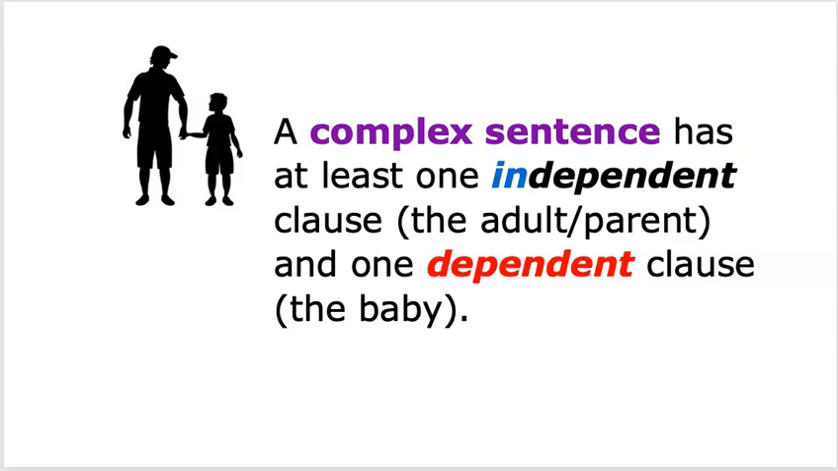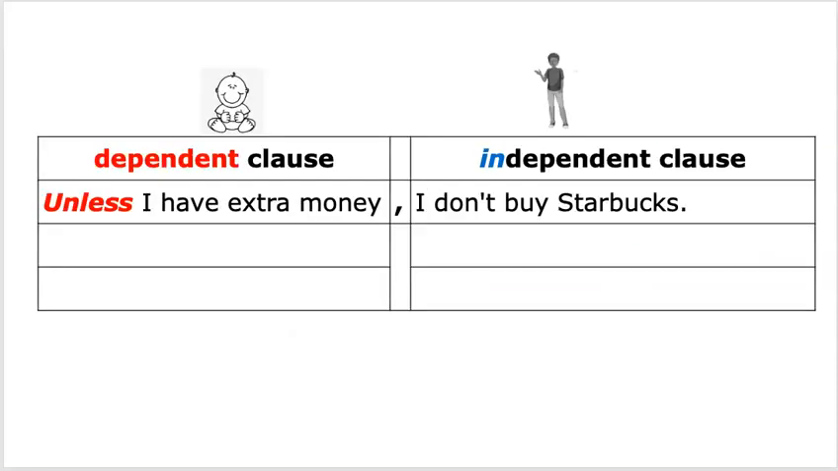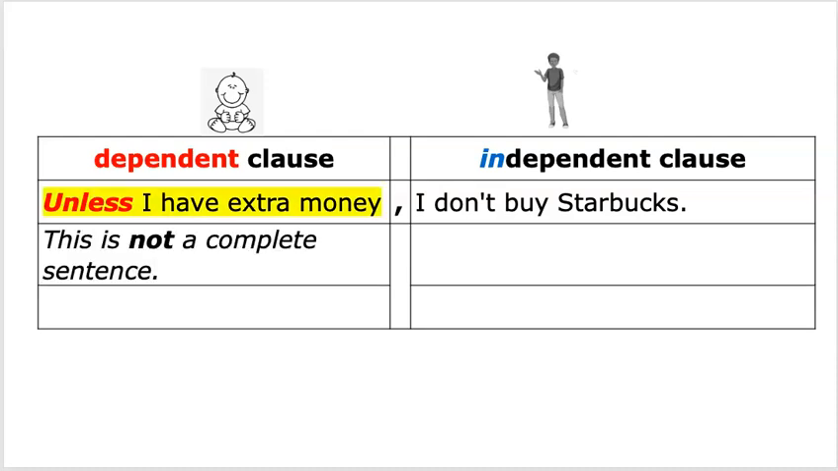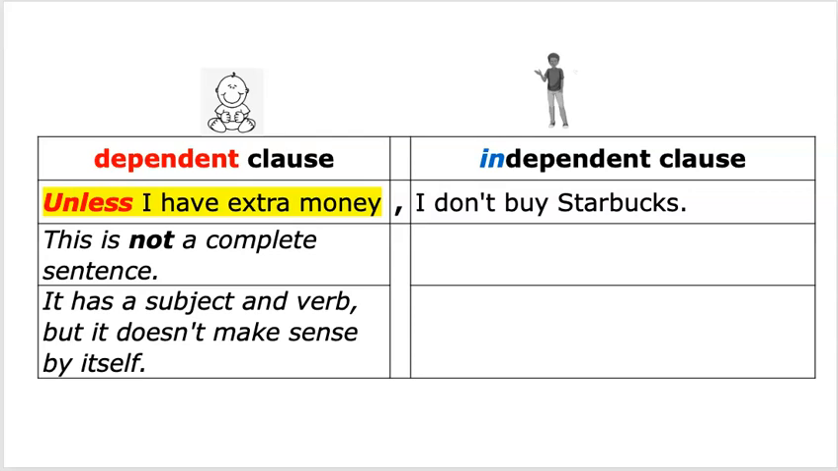A complex sentence has at least one independent clause, the adult or parent, and one dependent clause, the baby. So here are some examples. Here's my sentence: unless I have extra money, comma, I don't buy Starbucks. Here the dependent clause comes first. And notice, unless I have extra money is not a complete sentence. It has a subject and a verb, but it does not make sense by itself.